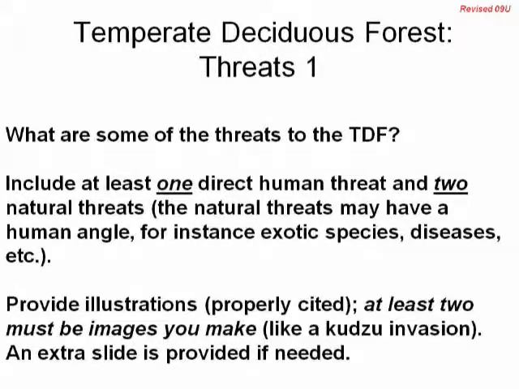On the next two slides, you will look at threats to the temperate deciduous forest. You need to describe one direct human threat, meaning actions by humans that directly alter or impact the forest, and two natural threats, non-human agents that impact the forest. Now, the natural threats may have a human component. For instance, invasive exotic species alter and impact the forest, but there's usually a human angle associated with that, as people are responsible for introducing the invasive exotics.